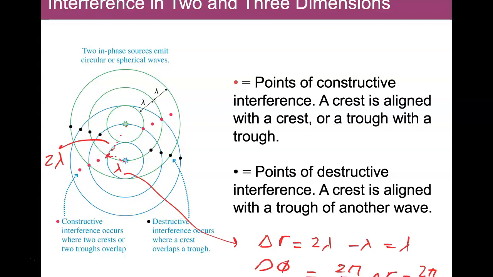Therefore, you see, for all of these points on this line, so I pick this point. Now here I add to this 2 lambda another lambda. So this distance for this other one becomes 3 lambda, but it also goes on a bigger circle of radius 2 lambda. So again, delta r is lambda for this point.